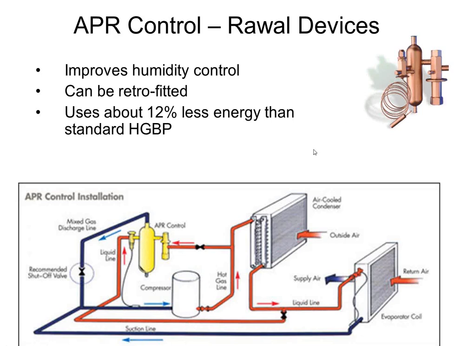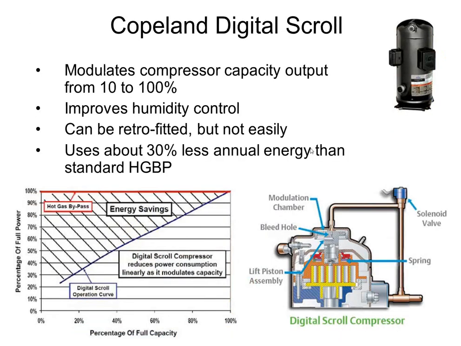The RAL folks seem pretty good about helping you decide what sizes to use and that kind of thing. And they do claim, and I'm not sure how good the claims are, that it uses 12% less energy than just regular hot gas bypass, which is better, I guess. It's easy to retrofit this, and it does improve humidity control. The next choice we might have is a digital scroll compressor. There's a manufacturer, Copeland, that makes these digital scrolls.